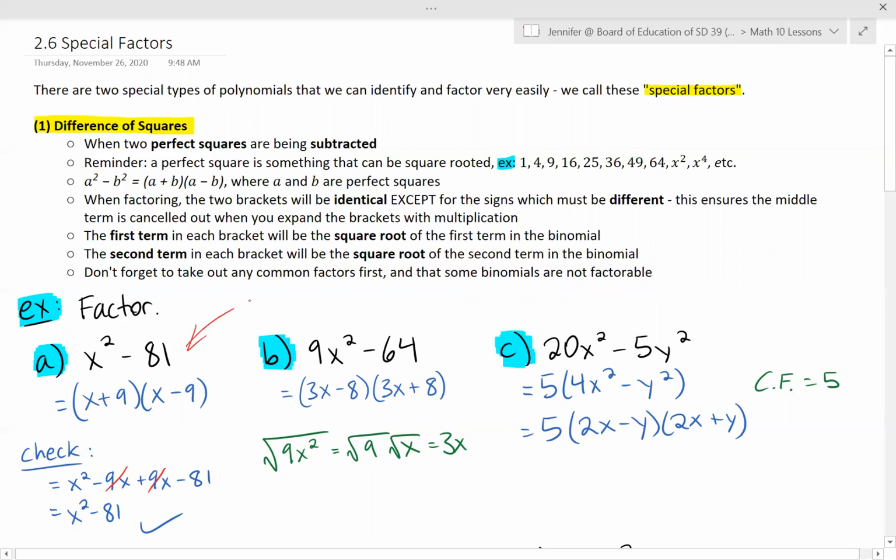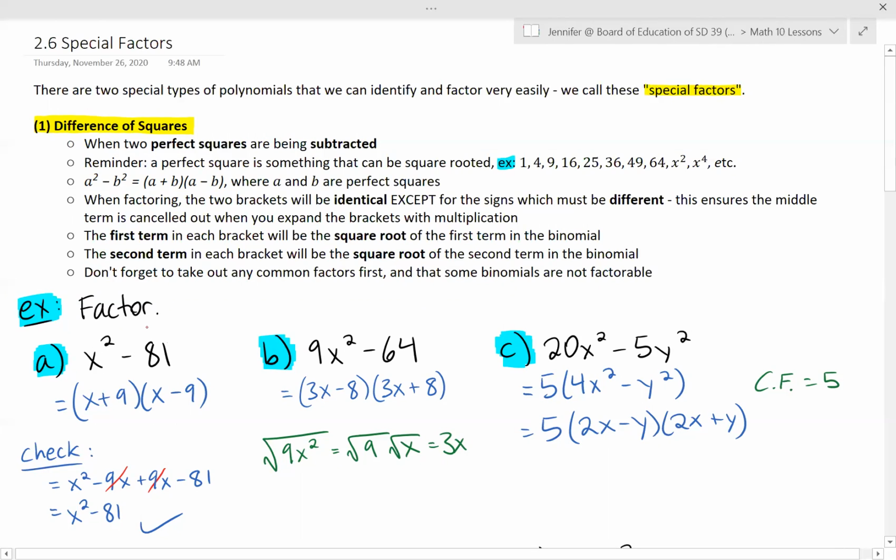Let's do this example first. We've got x squared minus 81. We want to factor it. This doesn't look like what we're used to. It's not a typical trinomial. There's no common factoring we can do. How do we factor it? We want to be able to identify that this is a difference of squares. We know it's a difference of squares because x squared is a perfect square. It can be square rooted. And same with 81. The square root of that is 9. And these are separated by a subtraction sign.